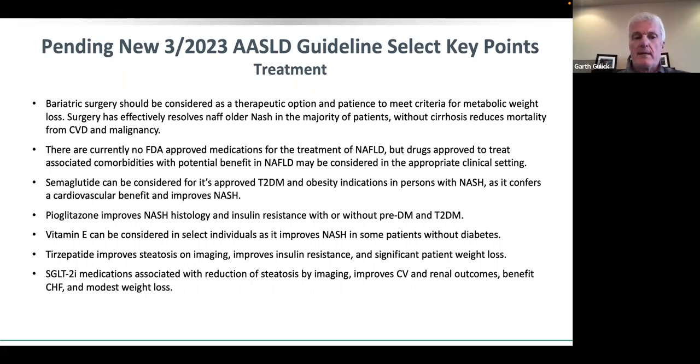SGLT2 medications are associated with reductions of steatosis by imaging, improve cardiovascular and renal outcomes, benefit CHF, and have moderate weight loss. These are all going to put additional pressure on the use of these medications that we're getting from the other societies.